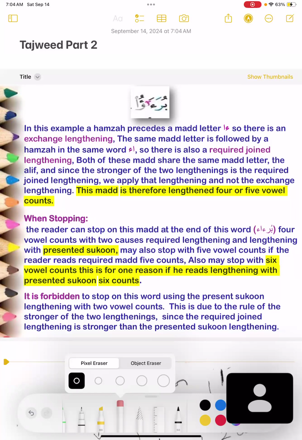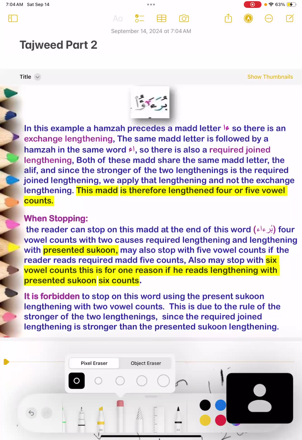So both of these mads are sharing the same mad letter. Now that we know that the stronger of the mads is the mad wajib muttasil, you have to give priority to mad wajib muttasil and you have to extend, you have to lengthen this to 4 or 5 counts. So, bura'u.